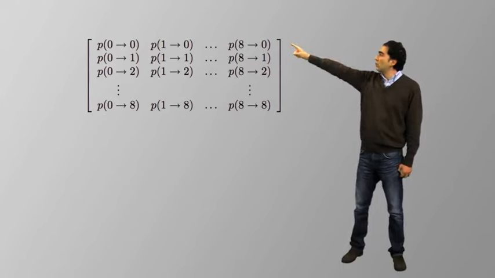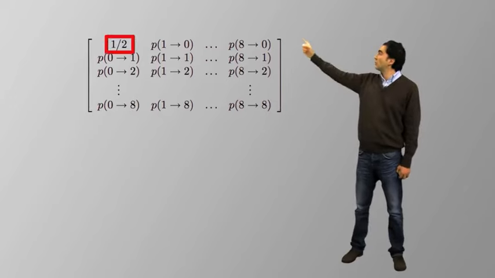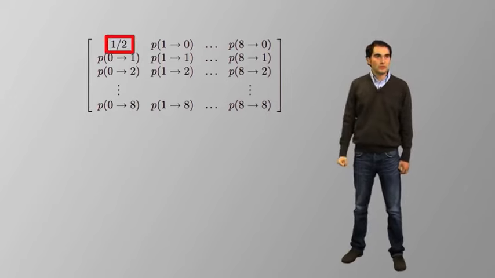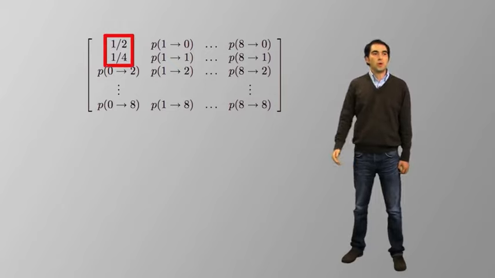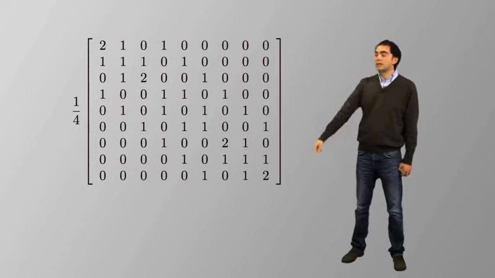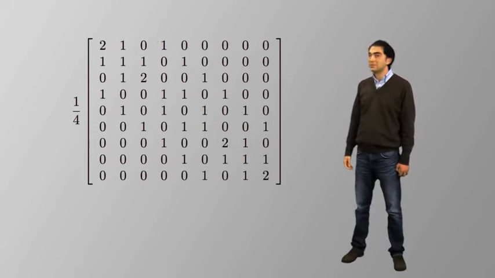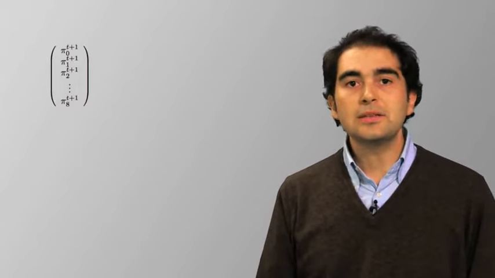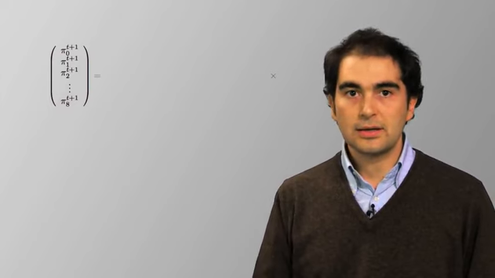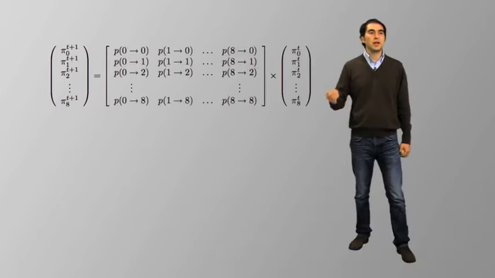The probability to go from the site 0 to 0 is 1/2. The probability to go from 0 to 1 is 1/4. The probability to go from 1 to 2 is 1/4. So let's fill in the entire matrix. Note the factor 1/4 in front of the matrix. It is now crucial to realize that the probability vector at time t plus 1 is the product between the transfer matrix and the probability vector at time t.